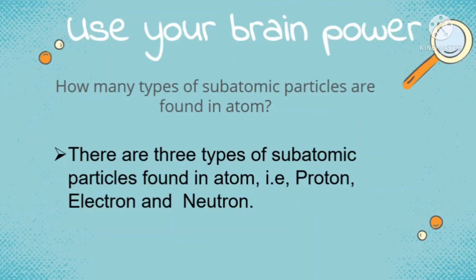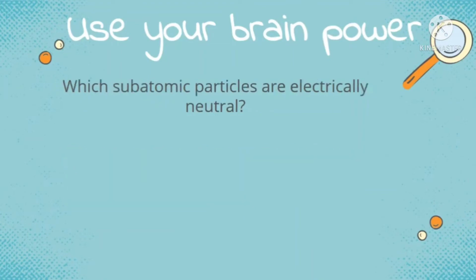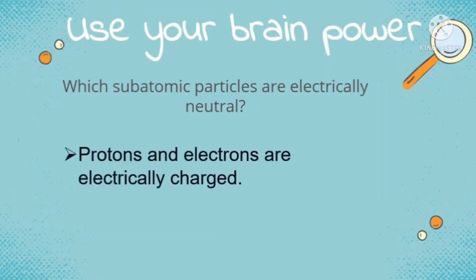This type of question can be asked as a 1 mark question. Write in one sentence. Which subatomic particles are electrically neutral? Answer is: protons and electrons are electrically charged because proton has positive charge and electron has negative charge. So which are the electrically neutral?